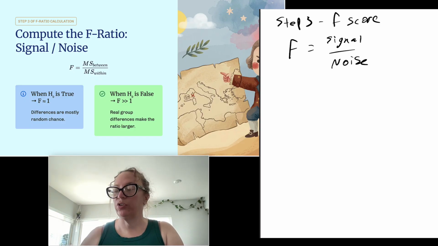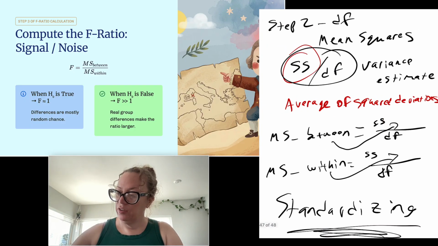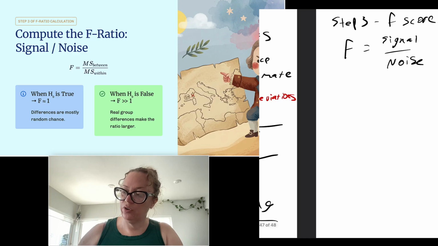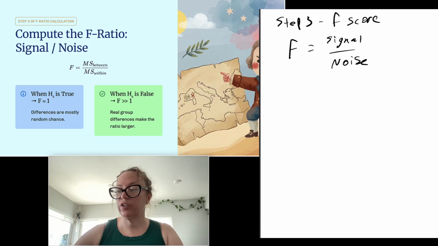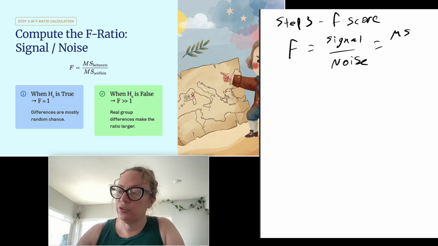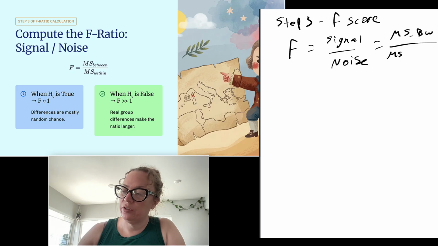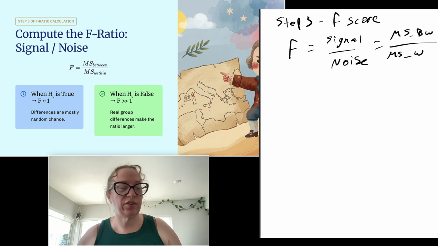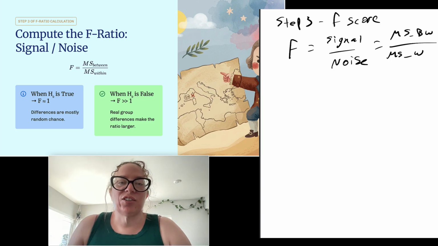And what was the signal and the noise in this last step, okay? The signal is the MS between, okay? That's the signal. And the MS within is the noise, okay? So if the formula for F is signal over noise, then we know that this formula for F is the mean squares between, I'm just going to write that because I'm running out of room, divided by the mean squares within. That's not official formulaic vocabulary, okay? It's just because I'm running out of room.